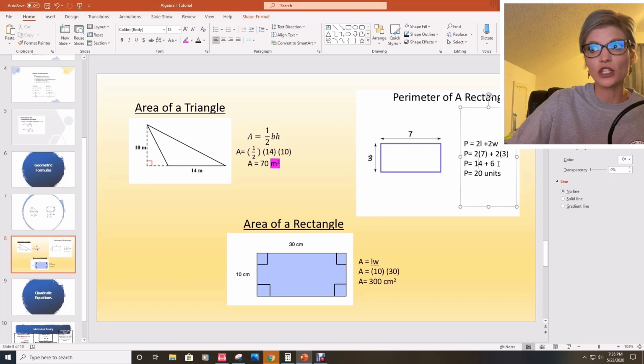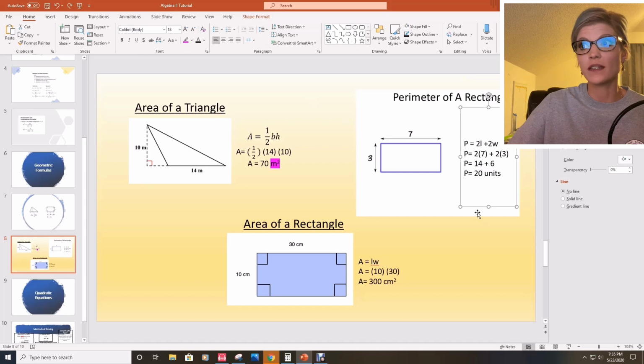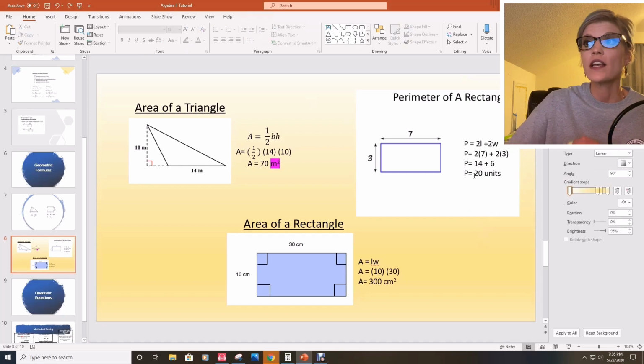Meaning that I don't just put that in there like that and then say in my calculator, oh, well, I know that's 14 and I know that that's 6, and what's 14 plus 6. I don't just do it in my head. I write it down anyway to keep myself in line. So 14 plus 6 equals 20.